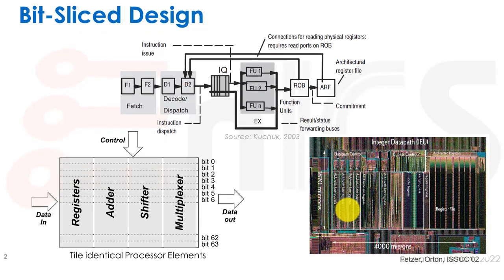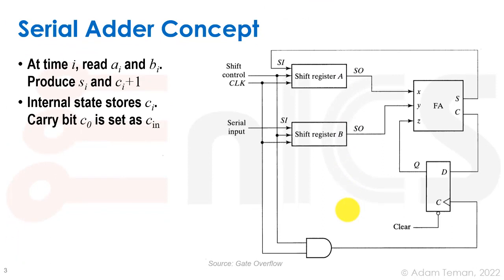Let's go back and see what we mean. When we talked about the serial adder concept, at time i we read a_i and b_i, the two bits of the two operands that go in, and produce the sum and the carry for the next input. We store the carry in an internal state. We have a full adder which gets bits from each of the operands that are shifted over during each cycle. The first cycle we take the LSB, then on the next cycle shift it and get the next bit, and the next bit, until we get to the MSB.